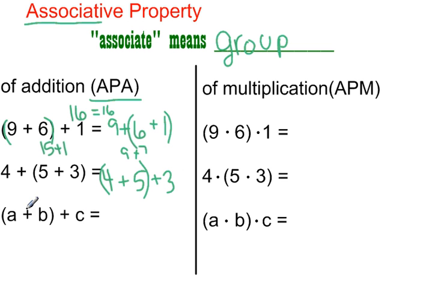And down here we see it algebraically with letters instead of numbers. A plus B in parentheses plus C is going to be the same as, I'm going to write this in the same order, A plus B plus C, but I'm going to put parentheses and group B and C together instead of A and B. On this other side, the associative property of multiplication, or APM, it's going to be the exact same thing that we saw over here.